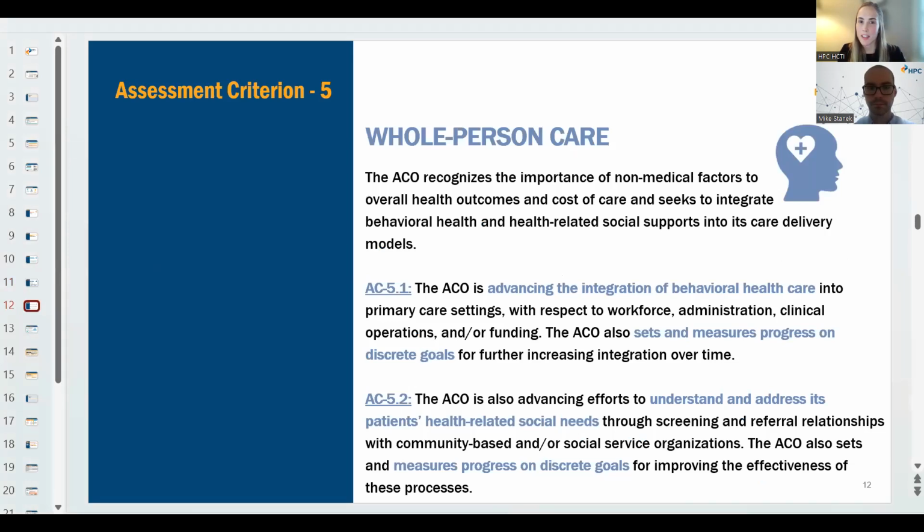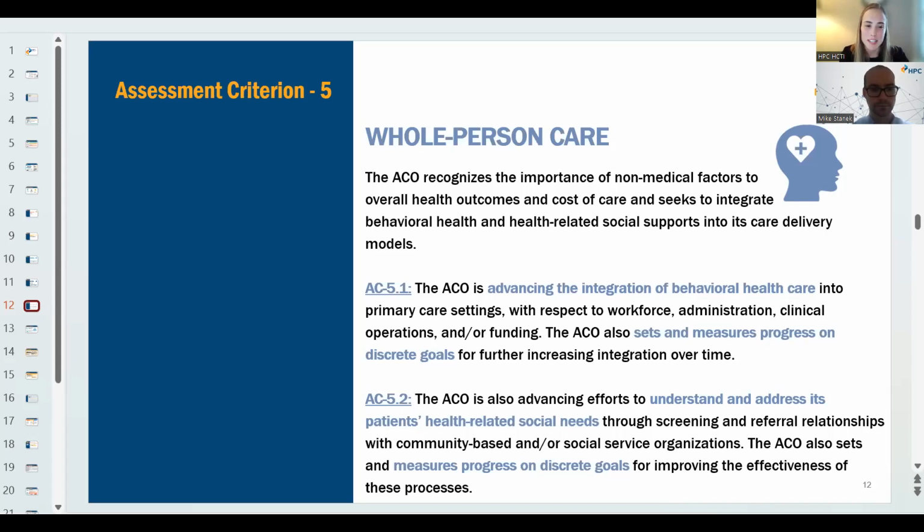And lastly, among the assessment criteria, our fifth assessment criterion really centers on whole person care, which is inclusive of integrating behavioral health care into primary care settings, or behavioral health integration, and on addressing patients' unmet health-related social needs. For AC5, for the first part of this assessment criteria, we ask ACOs to upload a behavioral health integration progress and targets template. And this includes key priority areas, goals within each priority area across BHI, and current performance indicators within each of those areas. Another plug for the PUG here.